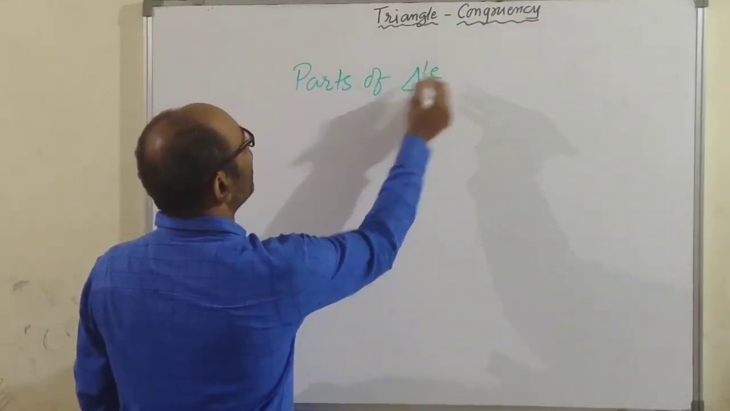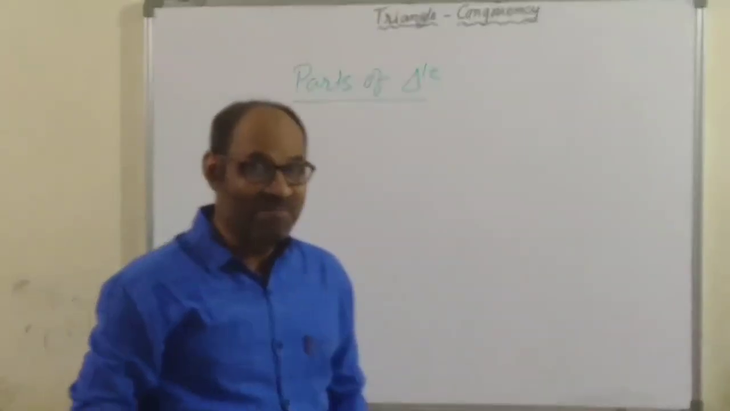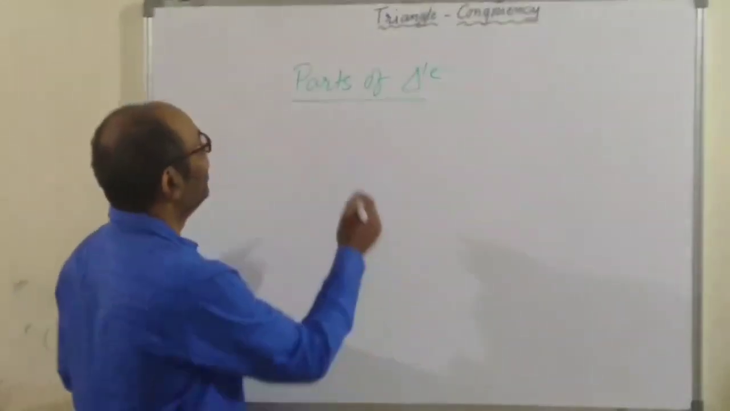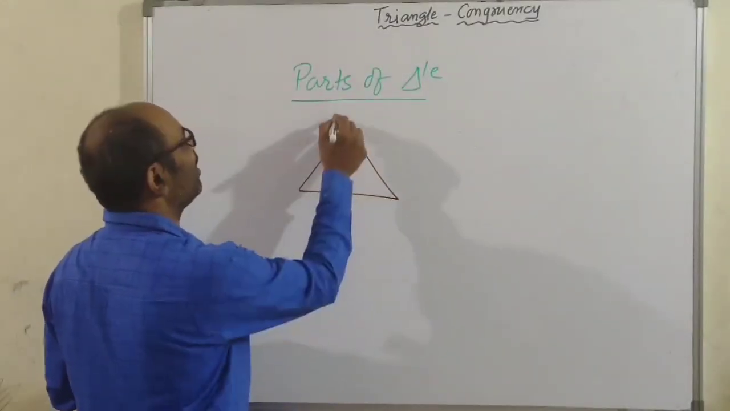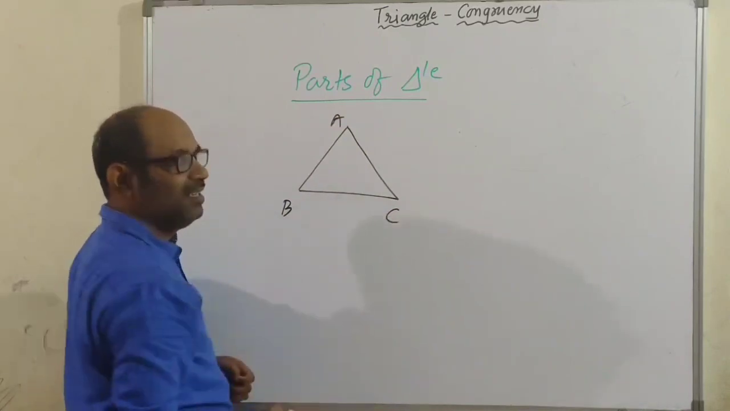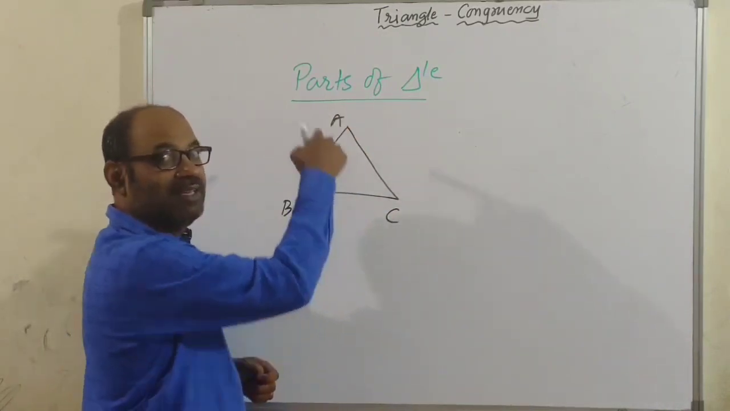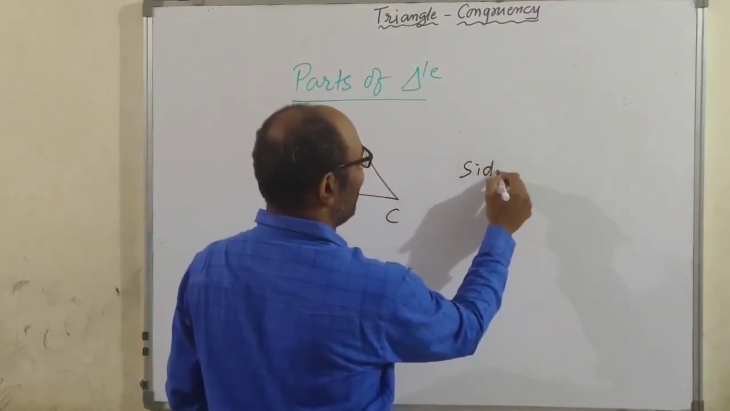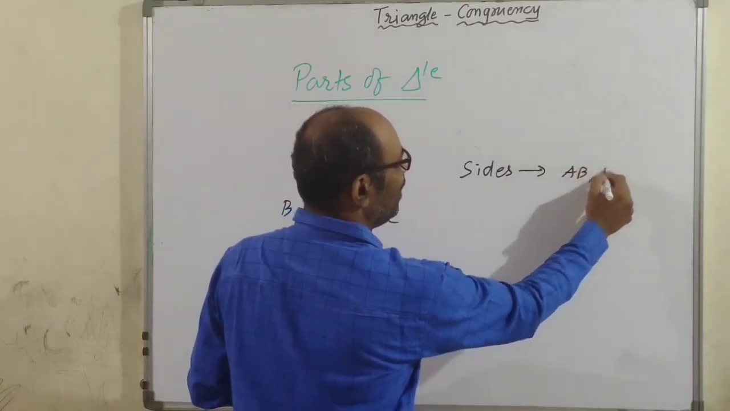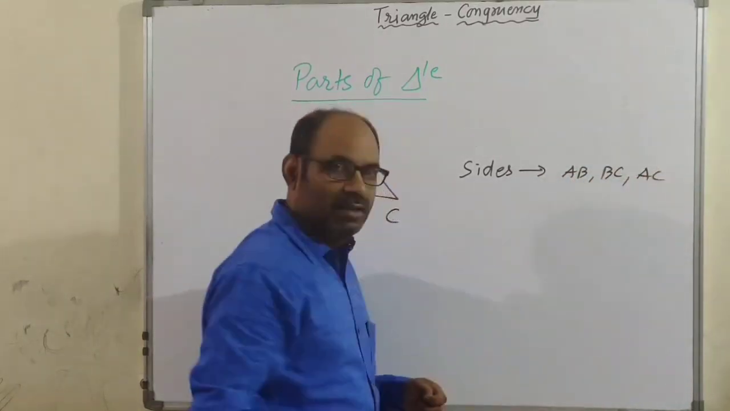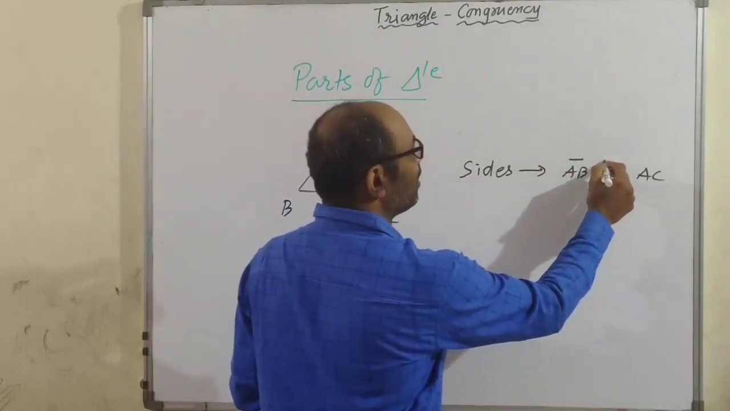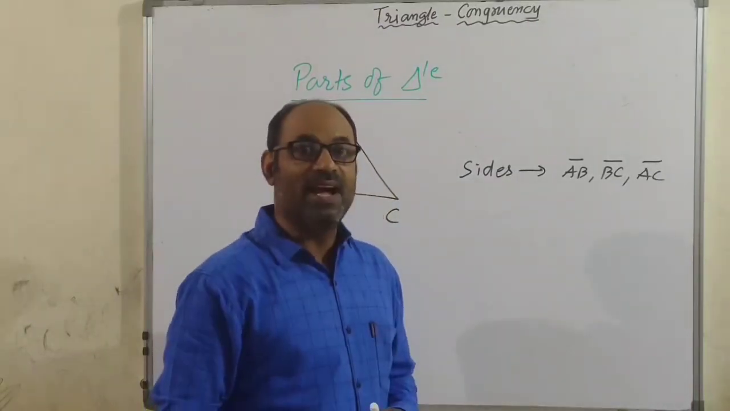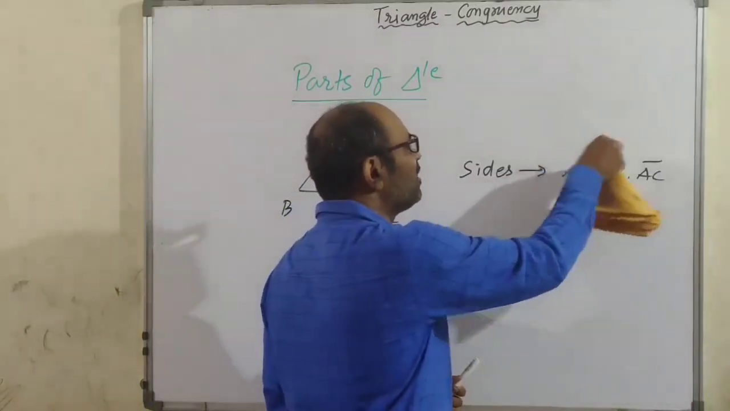Parts of triangle. How many parts does a triangle have? Yeah, you know it well. So suppose this is triangle ABC. Then what are line segment AB, line segment BC and line segment AC called? Sides, correct? So a triangle has three sides: AB, BC, AC. Children, formerly we used to write line segment AB, line segment BC, line segment AC in the state board books. But now we have NCERT, so we don't have to put this segment.